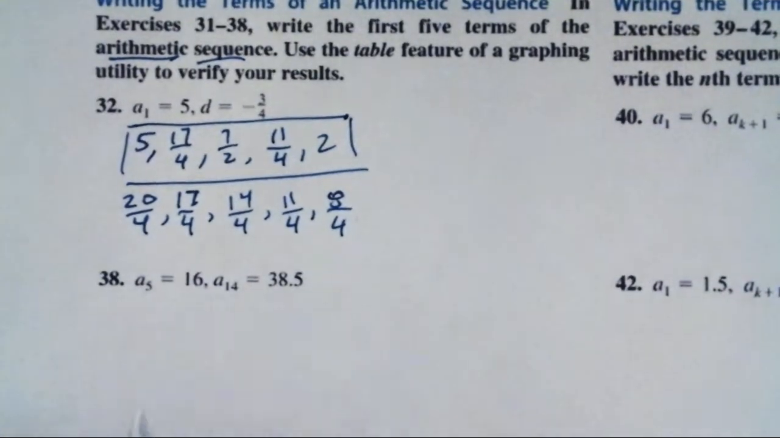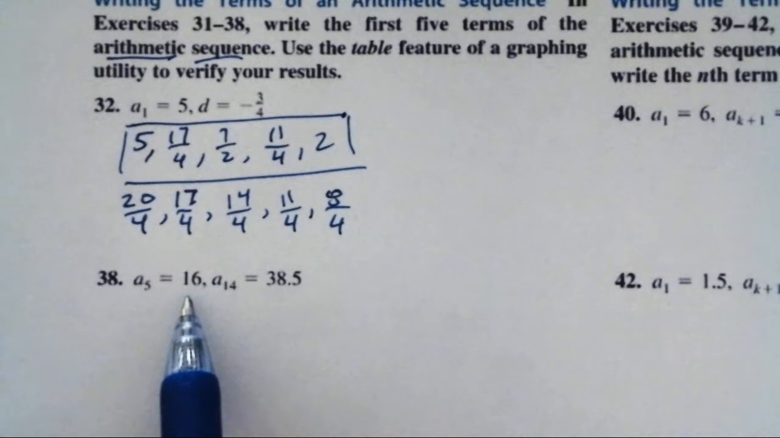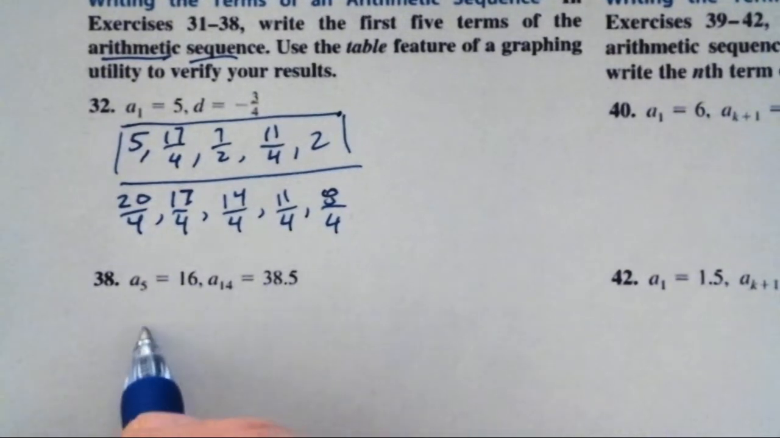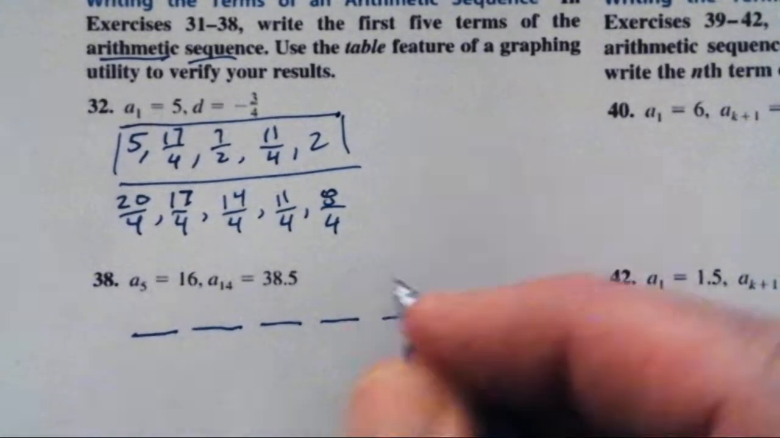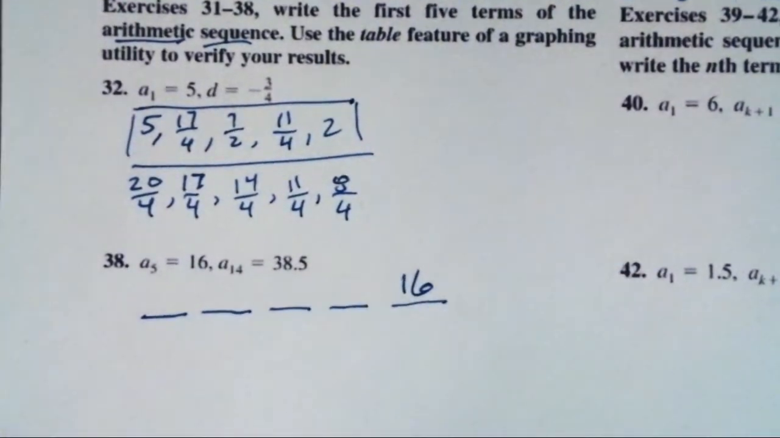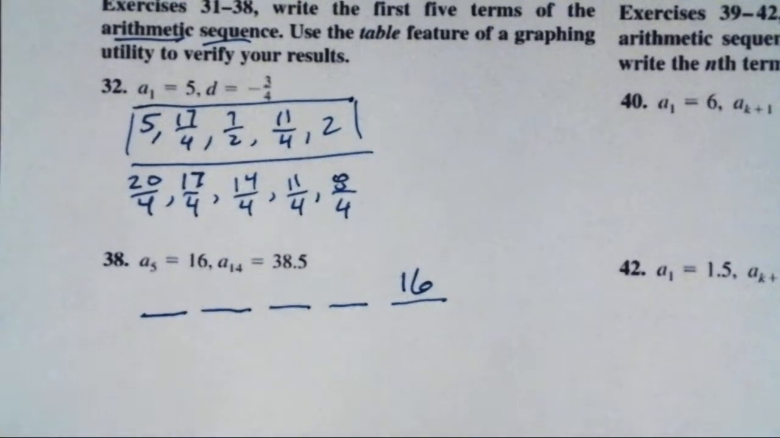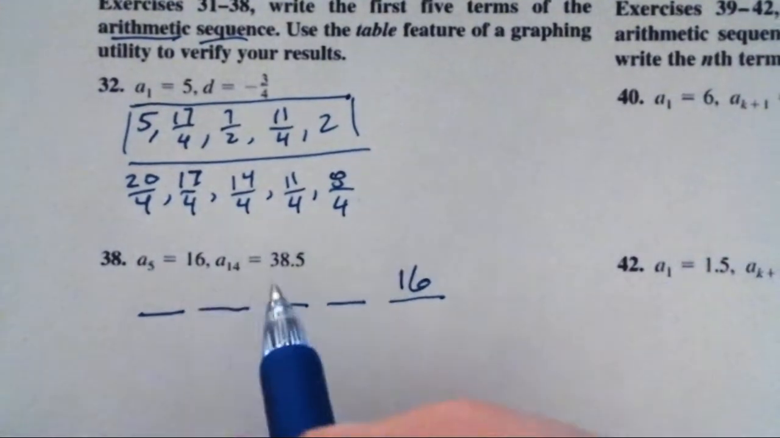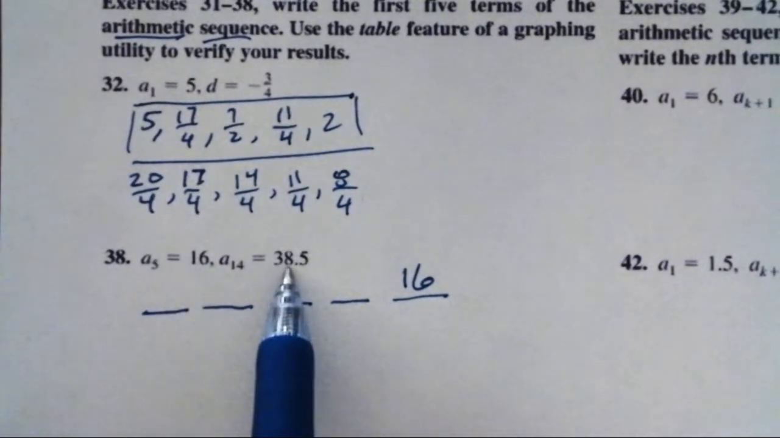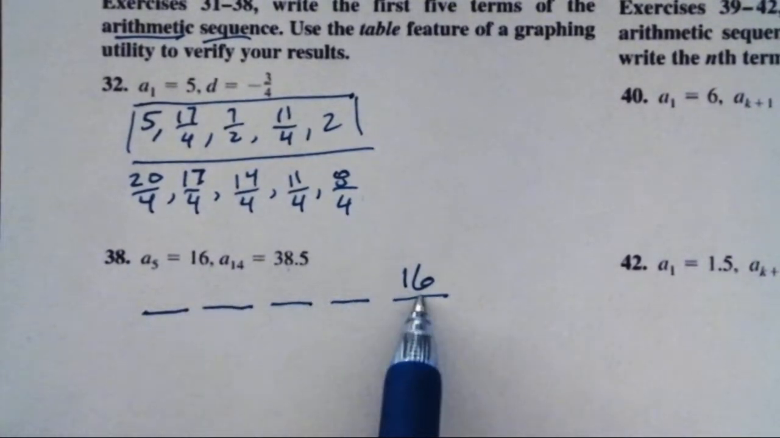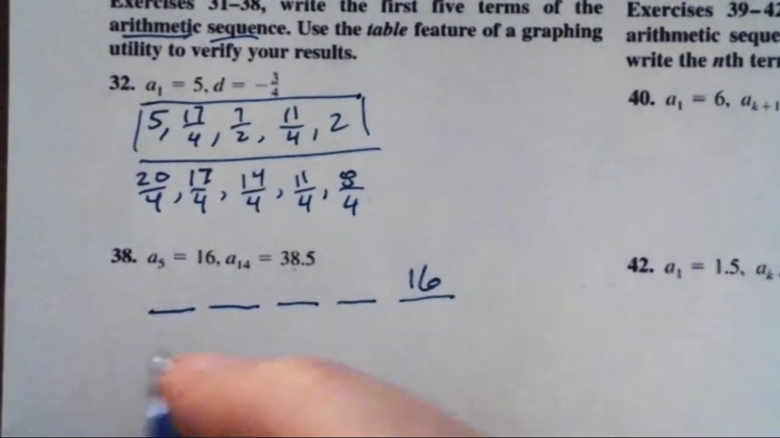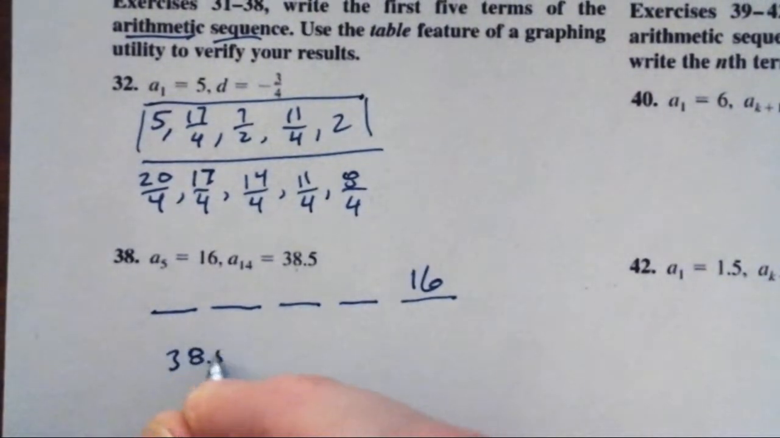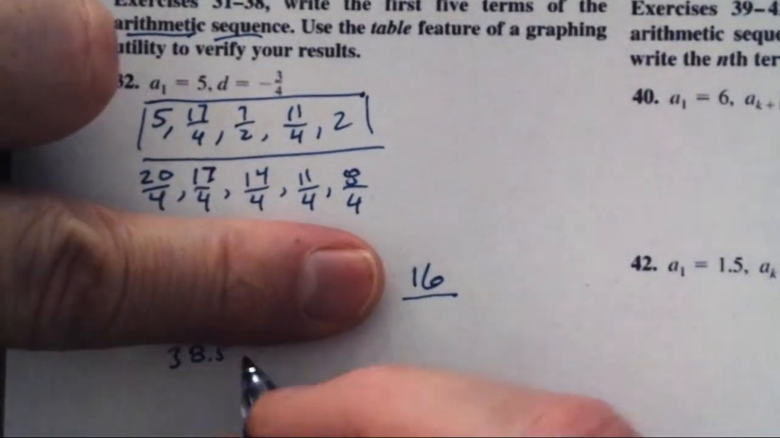Okay, write the first 5 terms. Well, I don't have the difference. It's really easy when I have the difference. What I do know is the 5th term is 16. I just need to build backwards from 16, but I need to know the difference. On the way to this 38.5, somewhere I hit 16. And then later on, I'm going to get to 38.5 down the road. So eventually, I'll get to 38.5, and I can just start from 16.